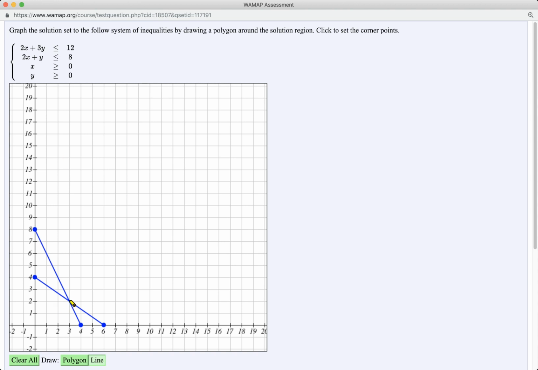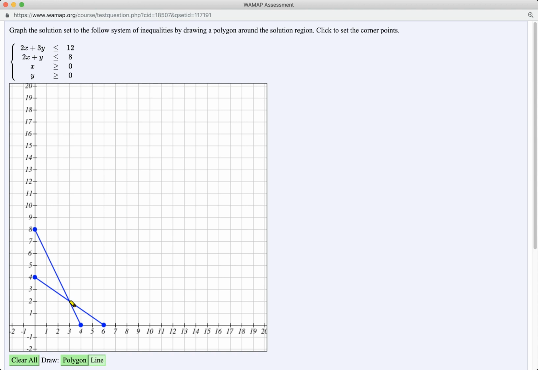So let's put it into the first one. 3 times x, which is 2, is 6, plus 3 times y, which is 2, is also 6. 6 plus 6 is definitely equal to 12. It works in the first equation. Now let's check it in the second equation. Does (3, 2) satisfy this equation? 2 times 3 is 6, plus y is 2. 6 plus 2 is equal to 8. So there we have it. The point (3, 2) is a point.